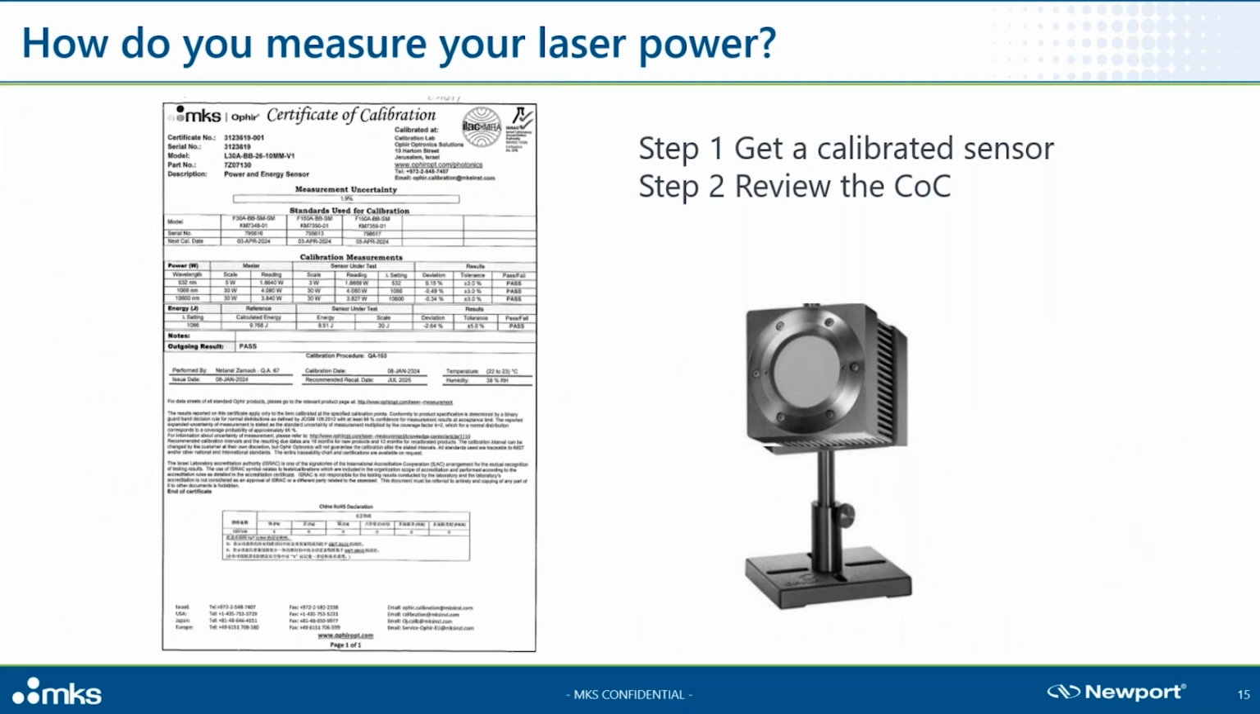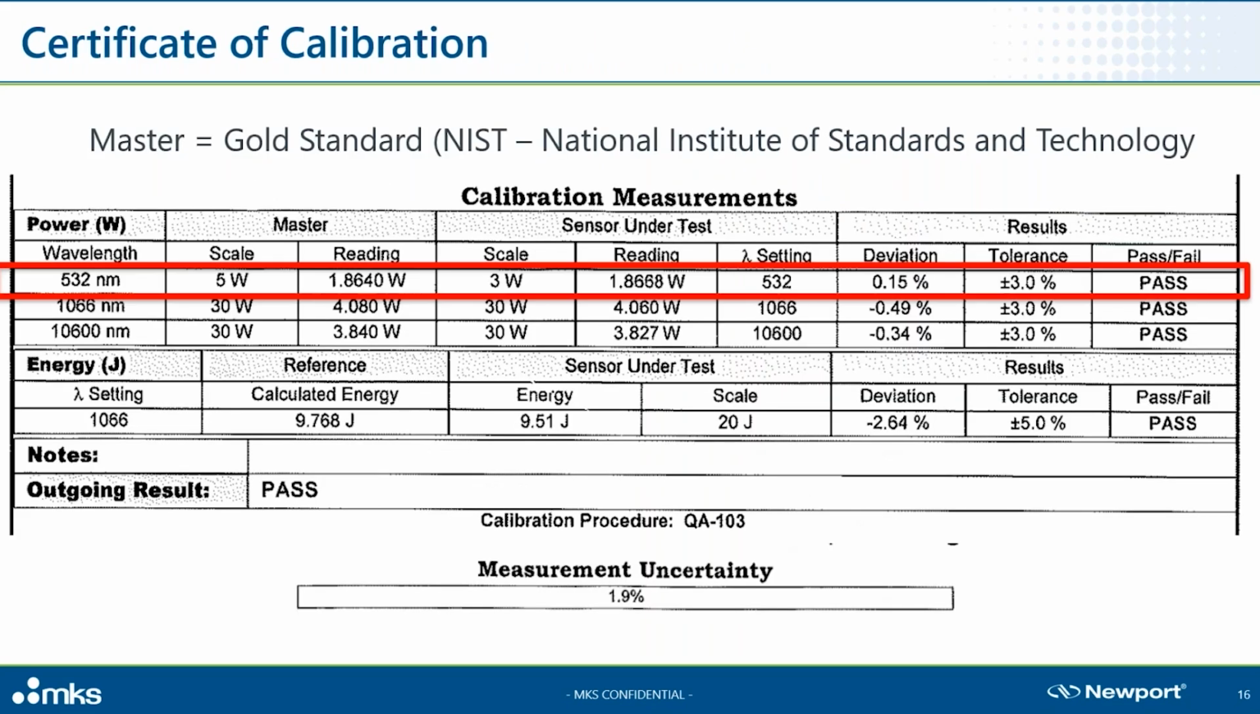So first things first, in general, you need to get a calibrated sensor. This means that it's been tested and comes with a certificate. Make sure you understand the calibration procedure and calibration uncertainty. How to choose a sensor? We'll get to that in a minute.